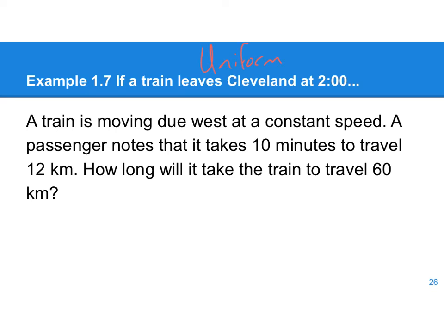So uniform motion means that it's going to have constant displacement in every time interval. So if it travels 12 kilometers in 10 minutes, how long is it going to take to travel 60 kilometers? Well, that's 5 times this distance. So it's going to take 5 times the time because that's uniform motion. It is constant velocity. It's got constant displacement in every time interval.